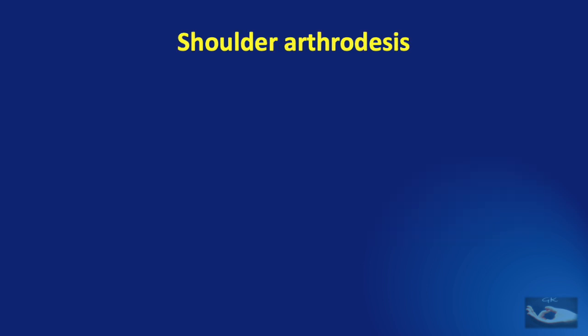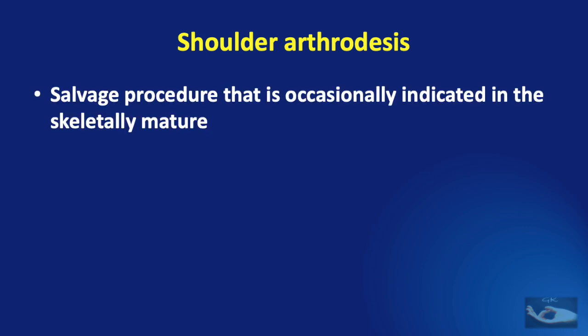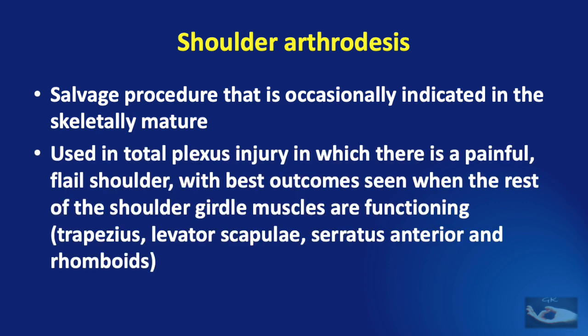The third procedure that can be done in neglected shoulder problems in birth brachial plexus palsy is shoulder arthrodesis. It is a salvage procedure that is occasionally indicated in the skeletally mature patient. It is indicated in total plexus injury in which there is a painful flail shoulder with best outcome seen when the rest of the shoulder girdle muscles are functioning, that is the trapezius, levator scapulae, serratus anterior and rhomboids.